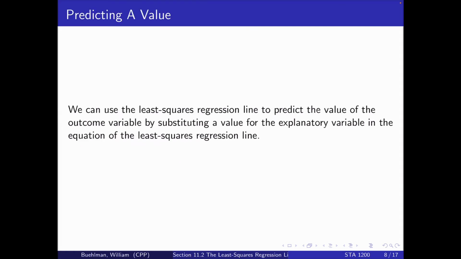We can use the least squares regression line to predict the value of the outcome variable by substituting a value for the explanatory variable in the equation of the least squares regression line. This is what I was just talking about in the previous example. If you take a predictor value and you plug it into that equation for the least squares regression line, you will get an outcome variable that you can use.